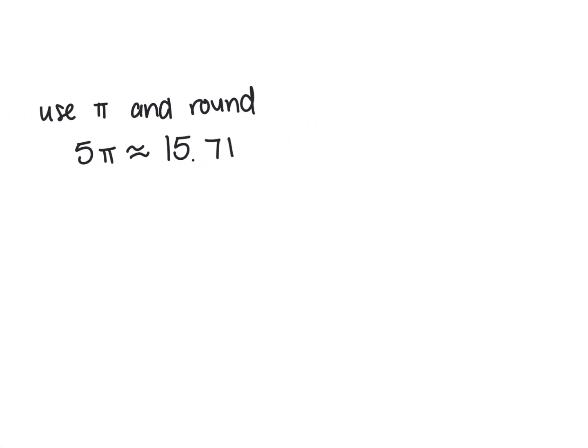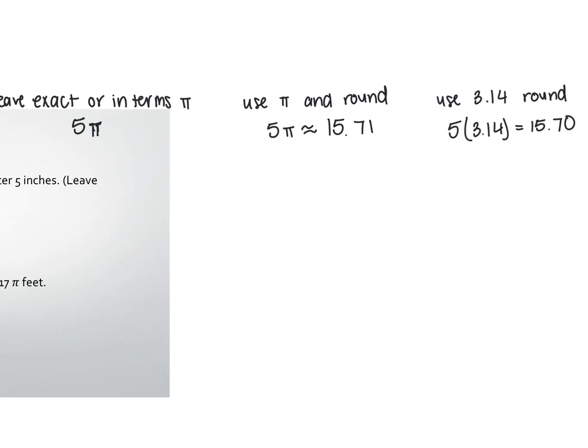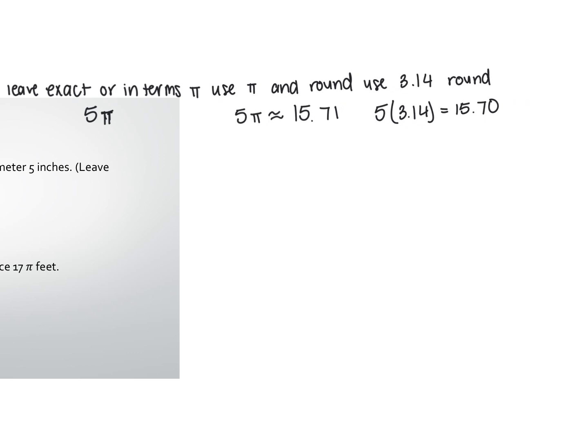Another way they can say is use 3.14 as pi and round. So pay attention to my answer. I'm now using 5 times 3.14, and my answer is going to be 15.70. There's a difference between use pi and use 3.14. Okay, do we all understand that? There's a difference between all 3 of these if I were to give you an answer. So understand that all 3 of these are going to be different.